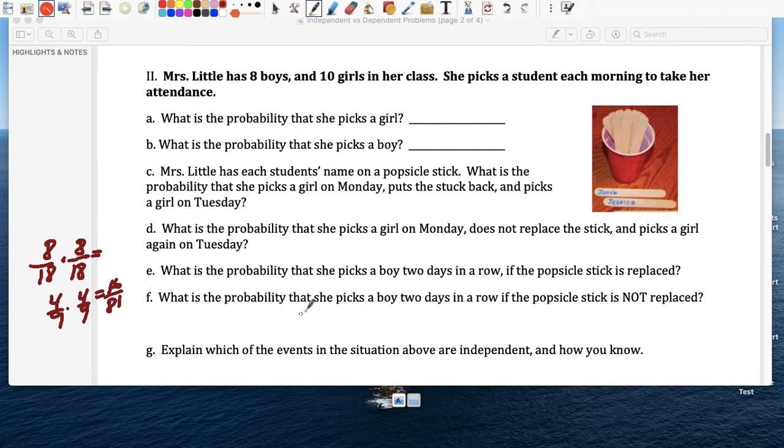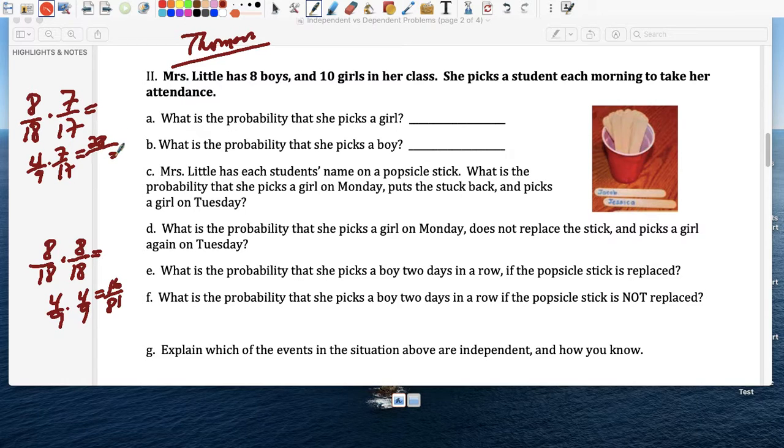Okay. What's the probability she picks a boy 2 days in a row if it's not replaced? So it would be 8 out of 18 on the first day. Let's say she picks Thomas. So Thomas will be out of the cup. Going back on the second day, he's not going to be in there, so there's definitely going to be 7 boys now. And the total is going to be 17. Okay, and then you multiply that. Again, 4 out of 9 times 7 out of 17 equals 28 over 153.